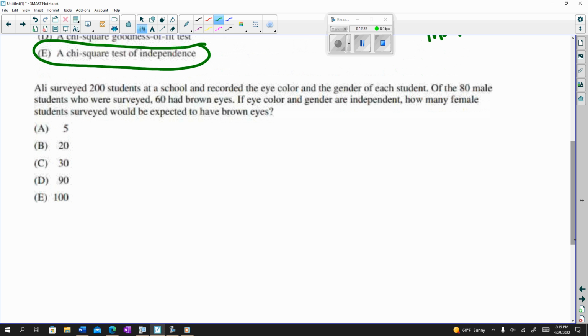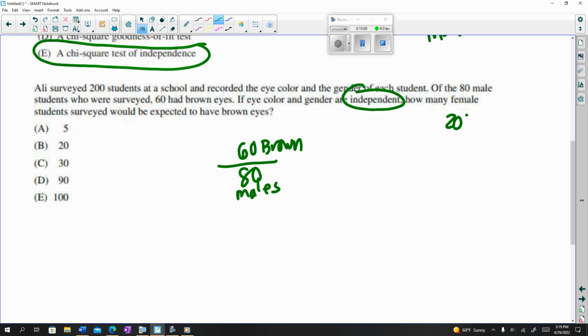Allie surveyed 200 students at the school and recorded their eye color and their gender. Of the 80 males, 60 had brown eyes. If eye color and gender are independent, meaning there's no relationship between the two, how many female students surveyed would be expected to have brown eyes? All right, so for females, I'm guessing we have to do 200 total minus 80. It's going to be 120 females.